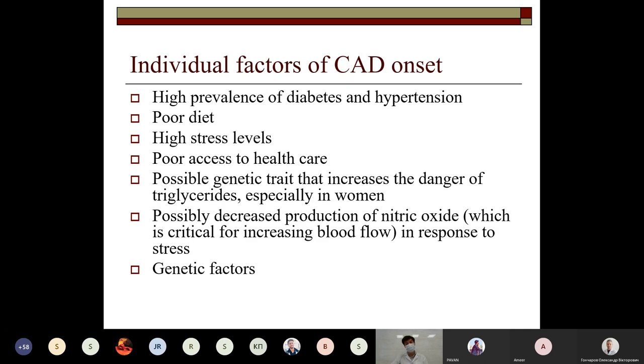Individual factors of CAD onset are reported in the slide. The high prevalence of diabetes mellitus and hypertension, poor diet, high stress level, excessive healthcare use, and lower affordability of contemporary methods to improve survival, including CABG, PCI, and hybrid procedures, and possibly a genetic trait that increases the danger of triglycerides, especially postprandial isolated increased level of triglycerides, especially in women with or without diabetes mellitus.